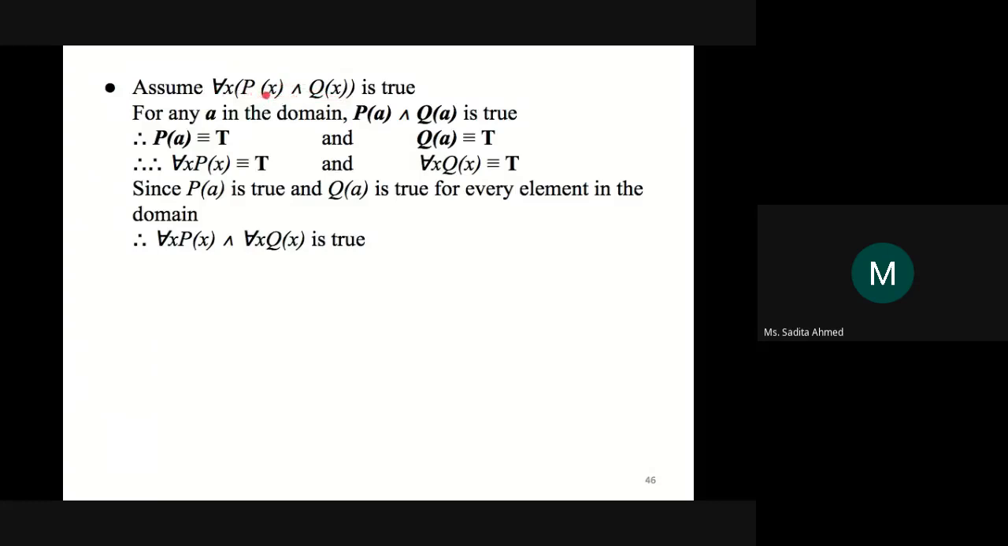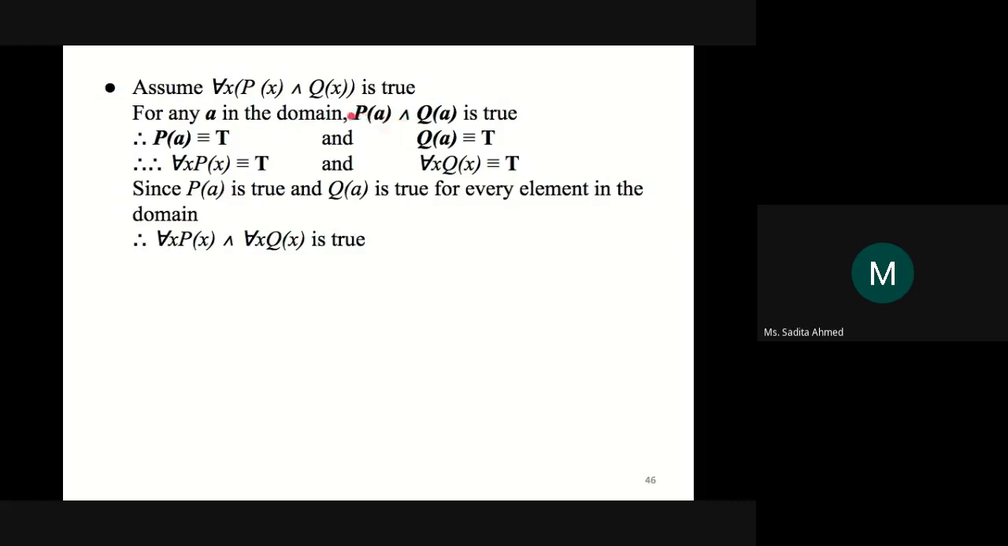Now, since it's true for all values of the domain, we can pick any variable a from the domain and say that the statement is true for that value. Since it's true for all values, it must be true for a as long as it's in the domain, right? So any variable a in the domain will give us that P(a) and Q(a) is true.